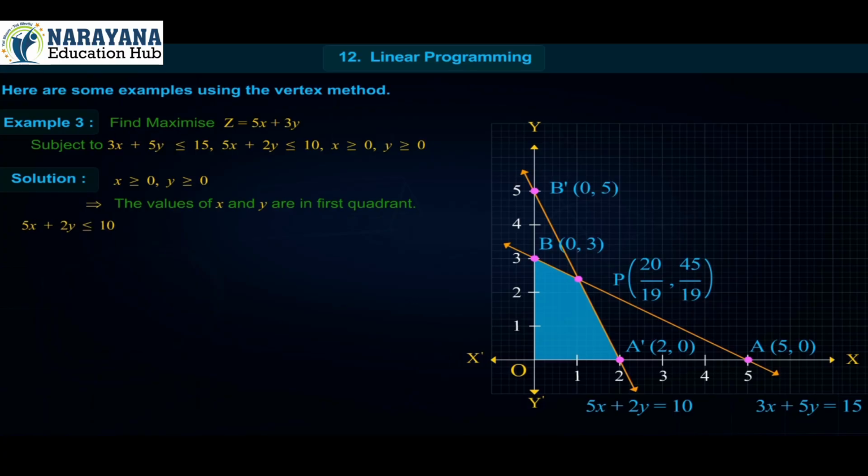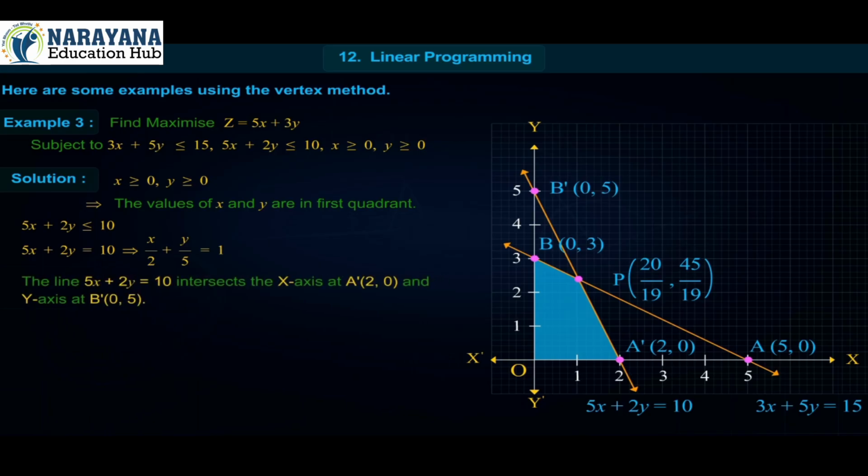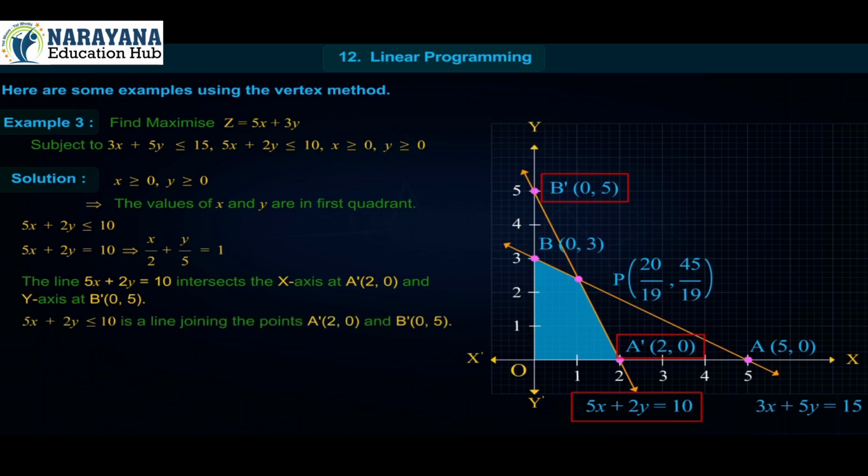5x plus 2y is less than or equal to 10. Consider 5x plus 2y equals 10, which implies x upon 2 plus y upon 5 equals 1. The line 5x plus 2y equals 10 intersects the x-axis at A dash (2, 0) and the y-axis at B dash (0, 5). The line joins the points A dash (2, 0) and B dash (0, 5).